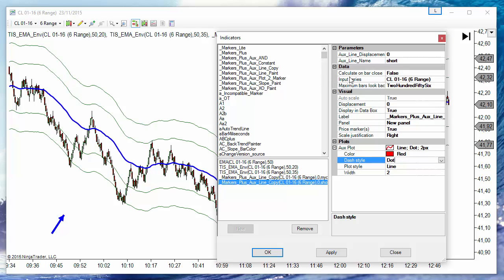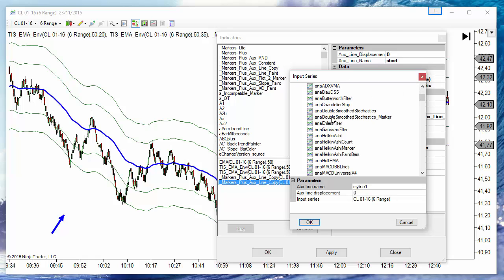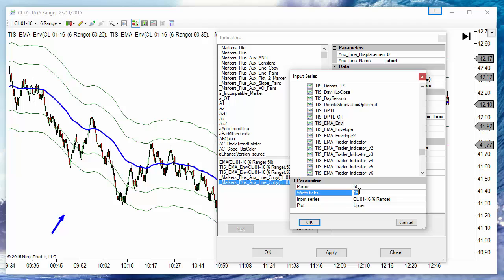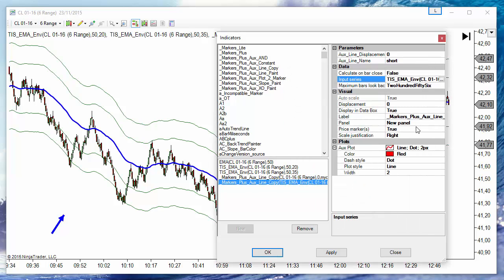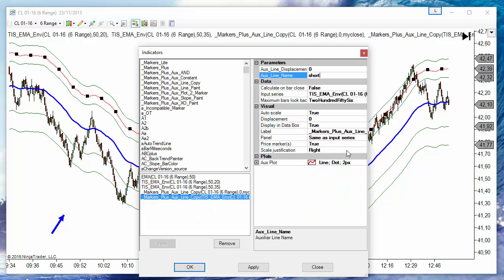And the most important is that on the input data series we must place the indicator line. We must use a number between 20 and 35. The difference is 15. Half of that 15 is 7. 20 plus 7 is 27. And I am looking at the upper line. We'll place this line into the same input data series. So there we have our envelope upper line copied to the short variable.